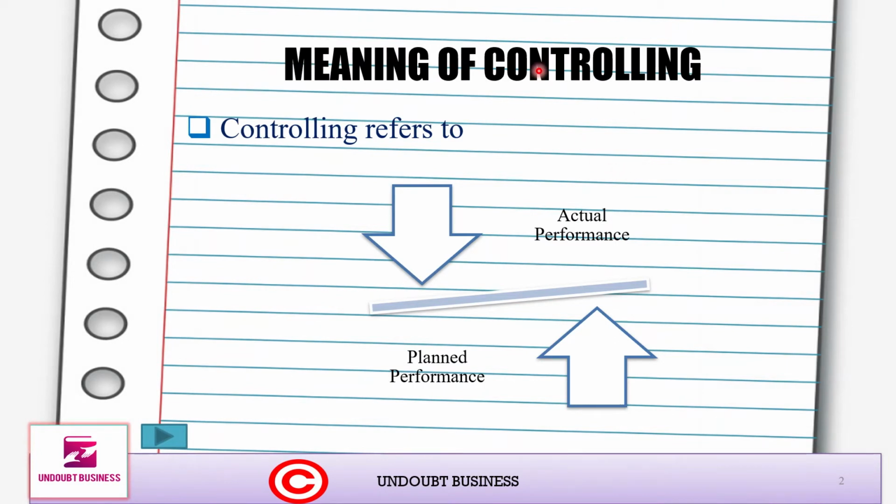So, first of all, let's take a look at what is the meaning of controlling. We have studied earlier that controlling refers to... Now, here I have made a chart. With this chart, it will be much easier for you to understand the meaning of controlling. See, here I have made a balance. It is like a balance.